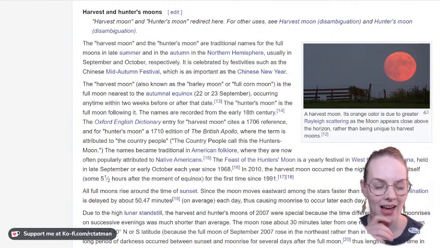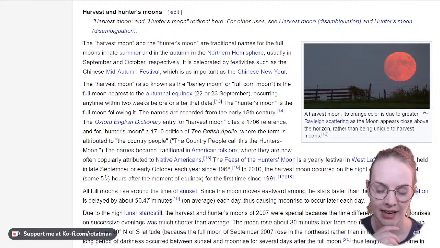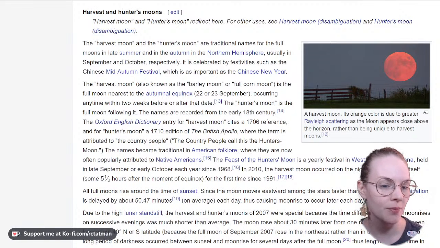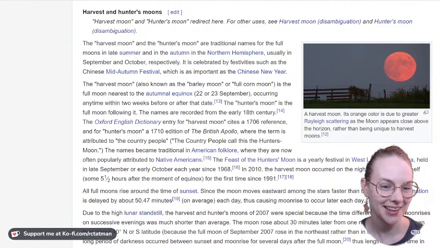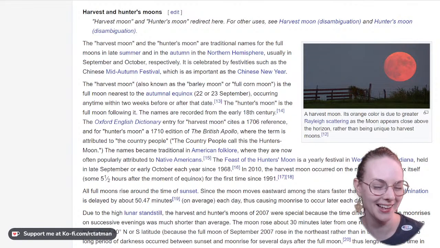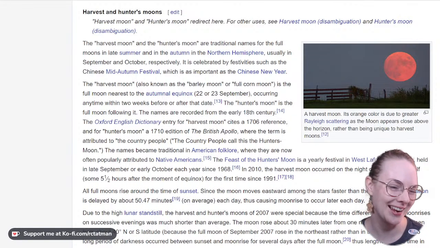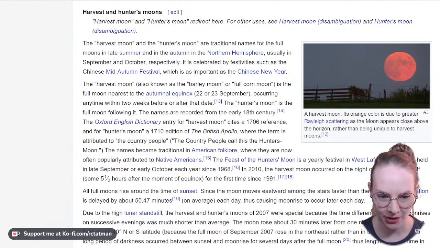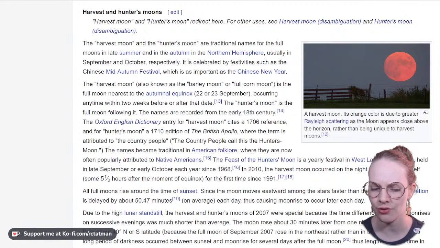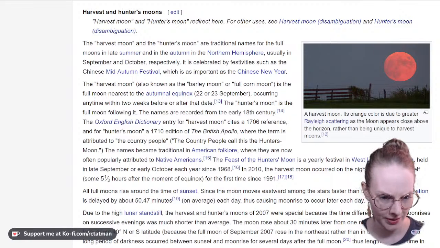The OED entry for harvest moon cites a 1706 reference, and for hunter's moon a 1710 reference, where the term is attributed to the country people. I think that's also how I would attribute the information I'm getting from folks out here. The names became traditional in American folklore, where they are now often popularly attributed to Native Americans. I don't think I've heard that for those moon names. Definitely for the strawberry and worm moon, particularly, I have heard it, but not those two.